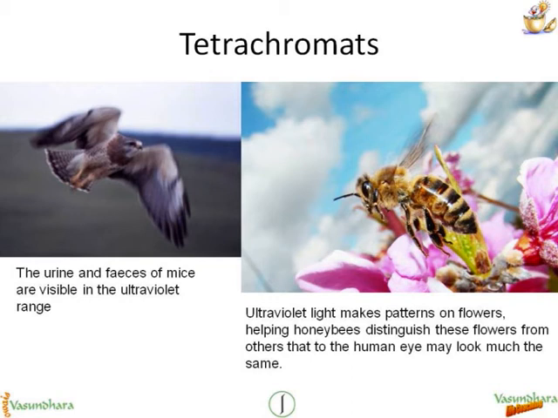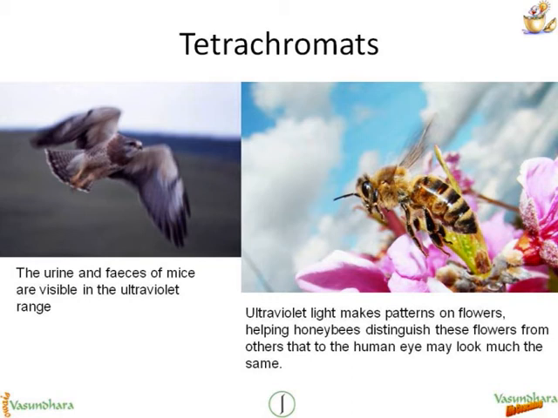Now, some need more than three colors. A bird that catches prey on the ground needs to see traces of its prey on the ground. The urine and feces of mice are visible in the ultraviolet range. So this bird can actually see in the ultraviolet range.